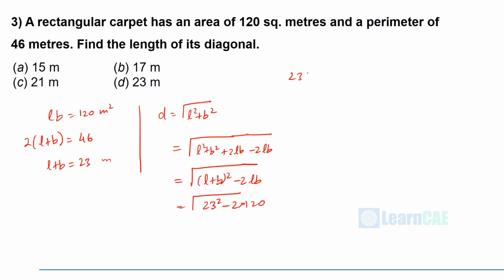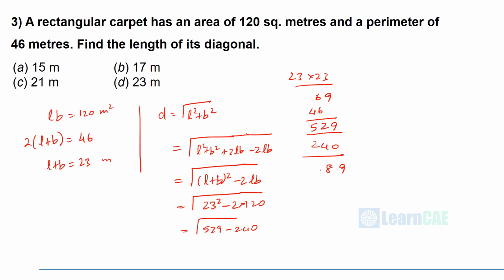So 23 square is 529. This is nothing but 529 minus 240. If we subtract 240 from this, we will get 289. So square root of 289 is 17.